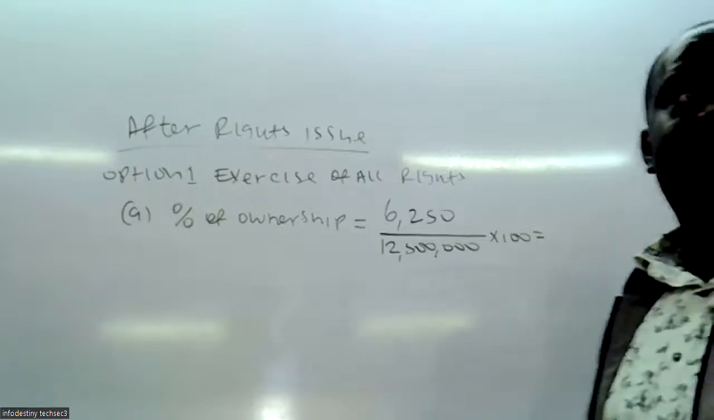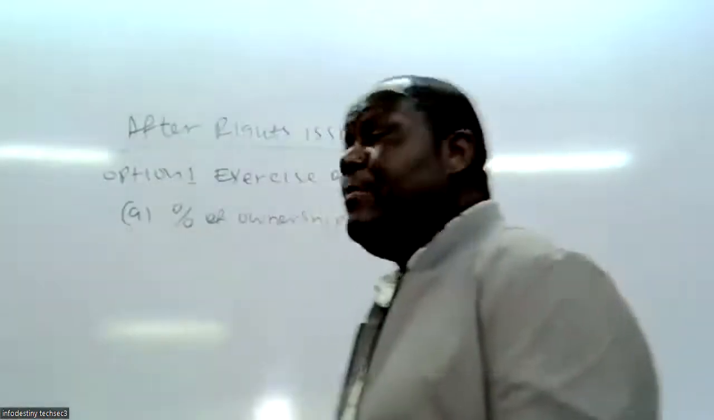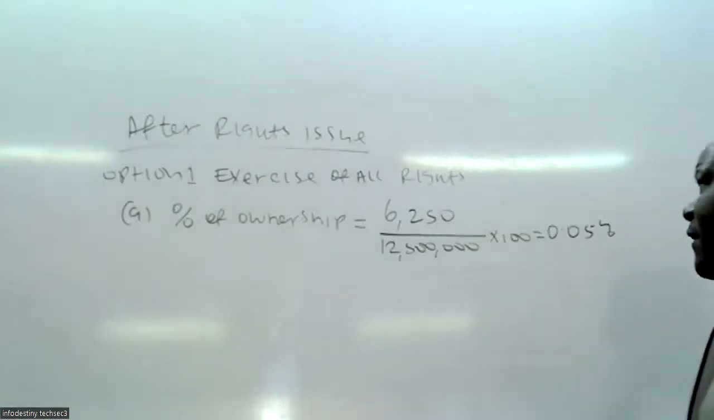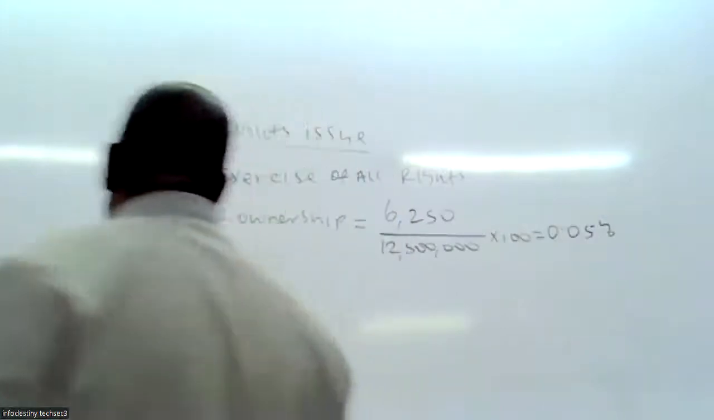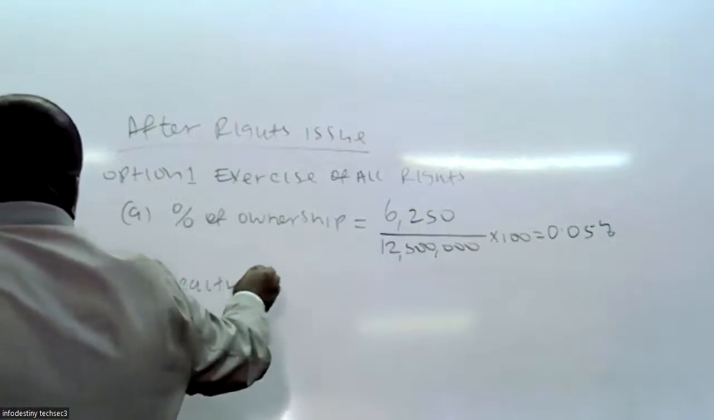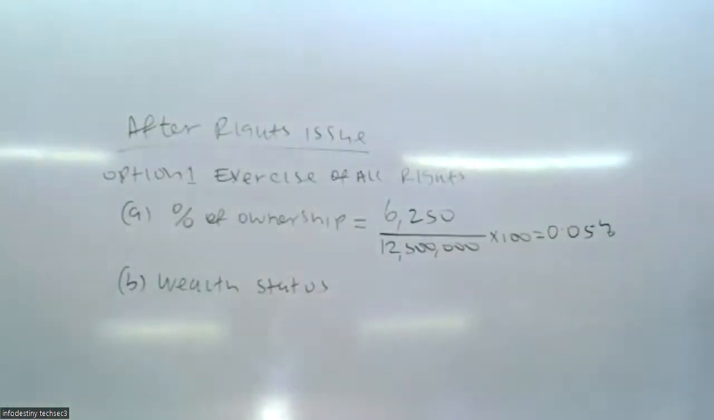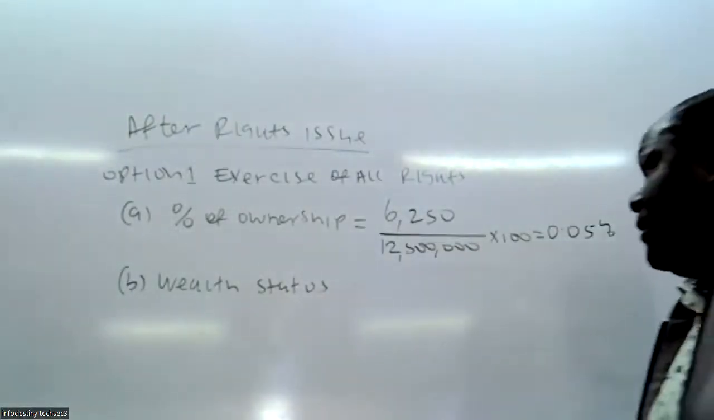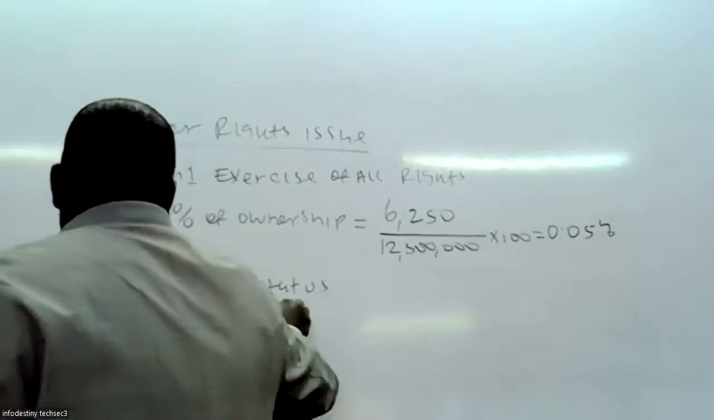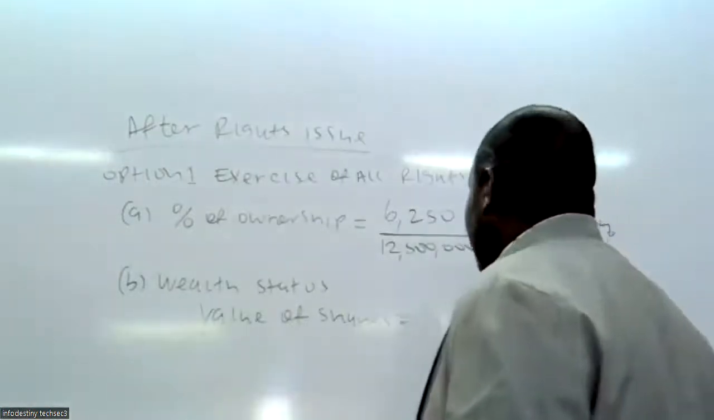So it will not change. It will remain the same as before the right issue. Percentage of ownership will not change. It is 0.05%. So that is now the percentage of ownership. The B will now be the wealth status. When it comes to the wealth status, we start with value of the shares.